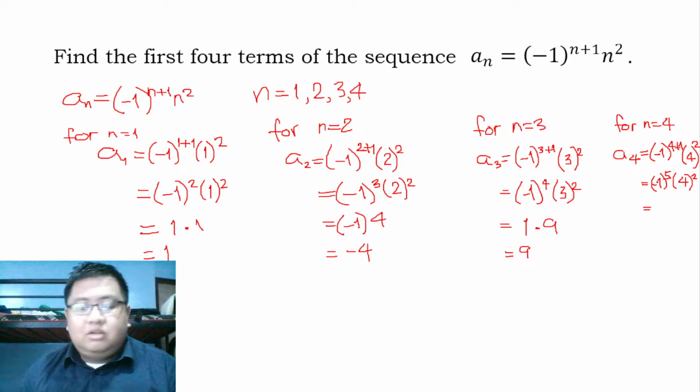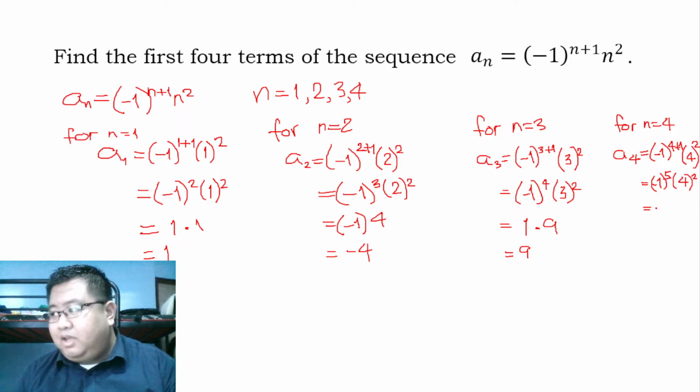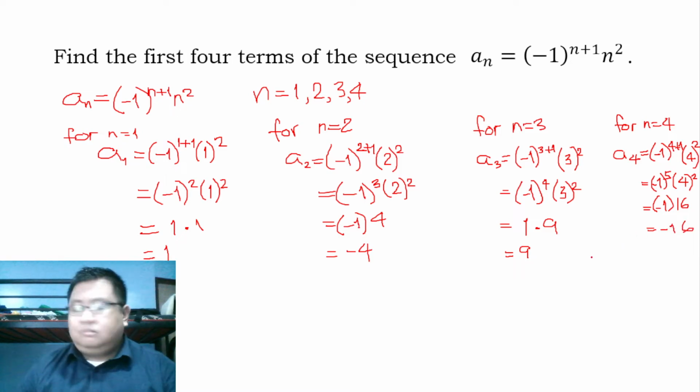Negative 1 to the 5th power, we have an odd number of negatives. So our product would be negative. So negative 1. Now, 4 squared, 4 times 4, that would be 16. So negative 1 times 16 would be negative 16.